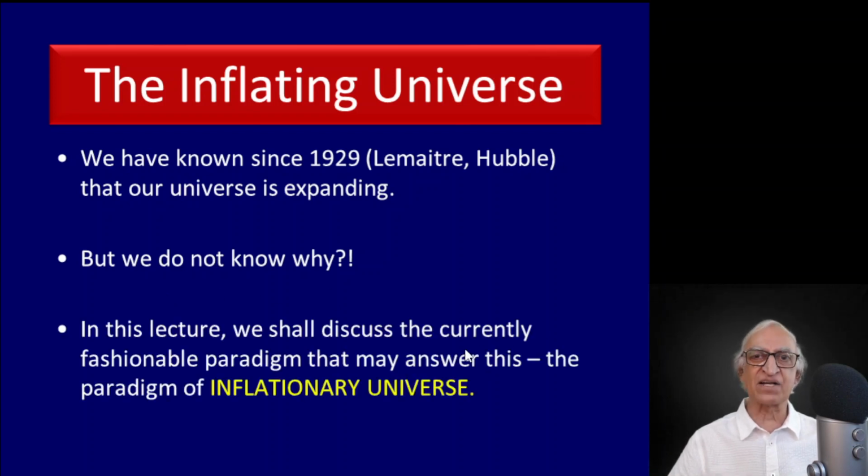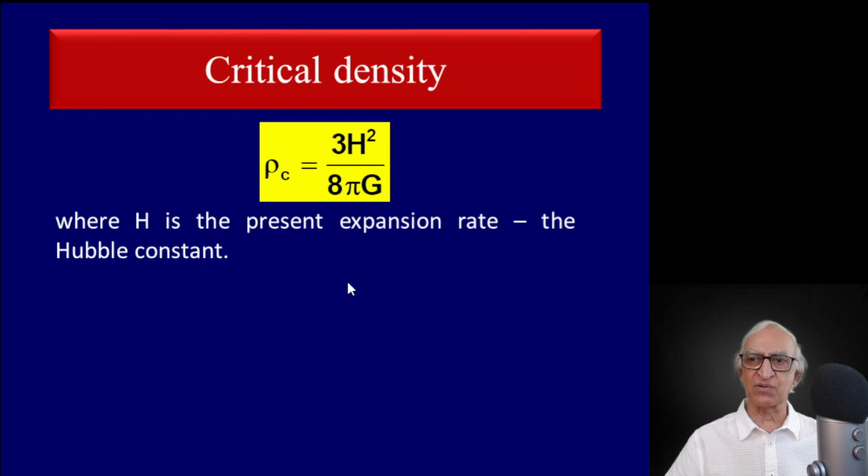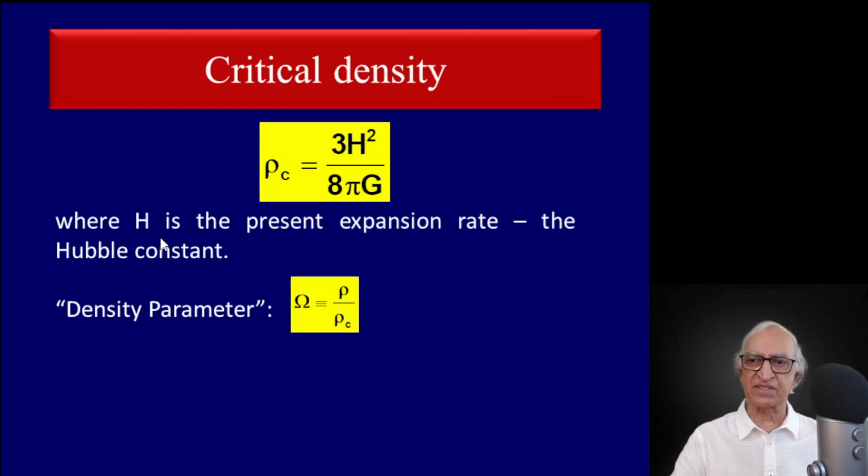In this lecture, we shall try to answer this question, or more specifically, we shall discuss the currently fashionable paradigm of the inflationary universe. Before we begin, may I remind you once again of the concept of the critical density of the universe, which is predicted by General Relativity. It follows from Friedmann's equation that this critical density is 3H squared divided by 8 pi G, where H is the present expansion rate of the universe, or the Hubble constant. Now, we introduce the notion of a density parameter omega, which is defined as the density of the universe divided by this critical density. So if the density is equal to the critical density, then omega is 1.